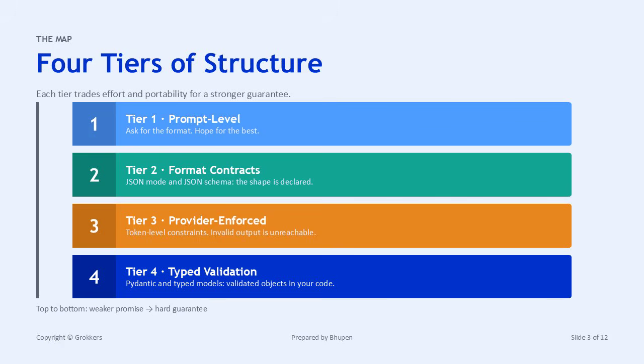The provider constrains which tokens are even legal, so producing an invalid shape stops being possible, rather than merely being discouraged. And at the bottom, in navy, you stop trusting the model altogether and validate in your own code, turning whatever came back into a typed object or an explicit error. Read the stack top to bottom, and you're reading a line from weak promise to hard guarantee, and, not coincidentally, from cheap and portable to more effort and more lock-in. Keep these 4 colors. Every remaining slide uses them.